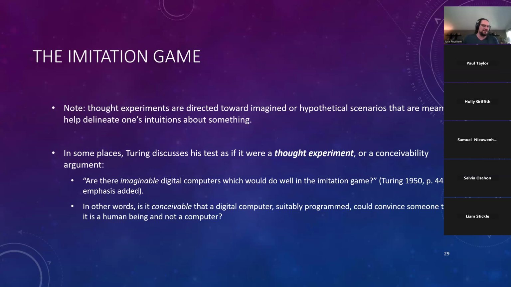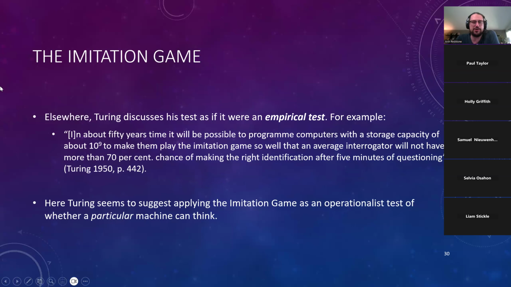But that's not really what Turing means. Turing wants to know if there is a digital computer, like a computing machine, which, if it were suitably programmed and powerful enough, could convince somebody that it is a human and not a computer. Again, that's not about deception. It's about whether the machine displays the type of verbal behavior that is indicative of a mind. So that's the thought experiment version.